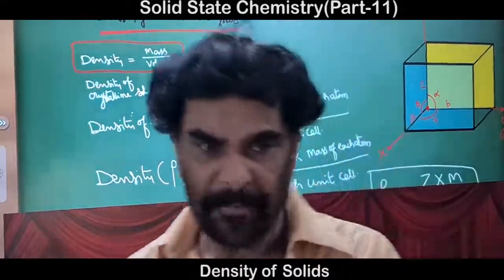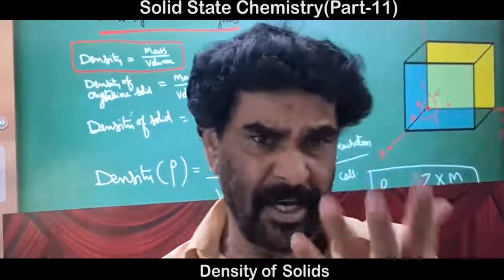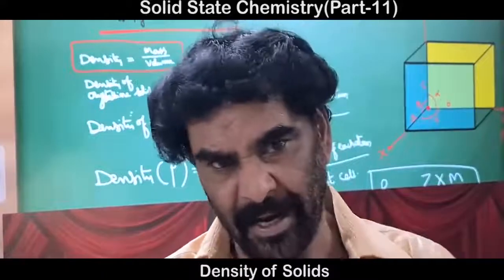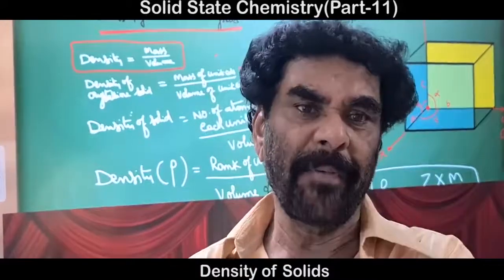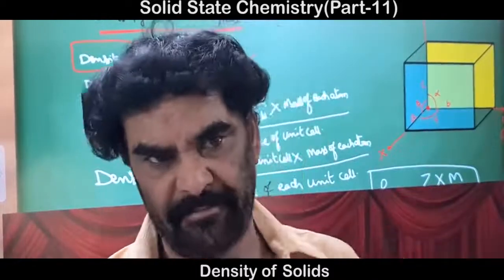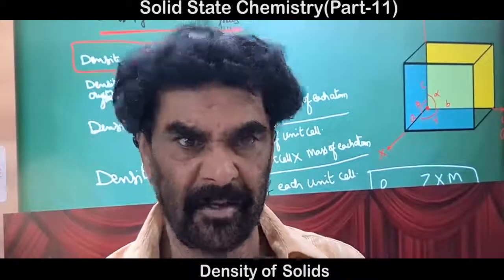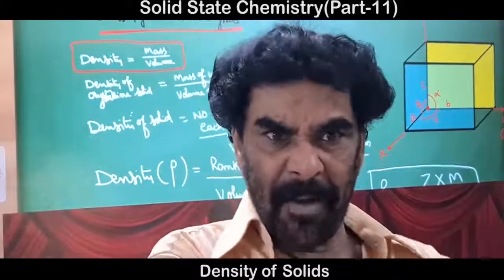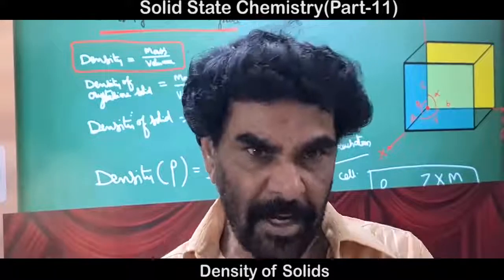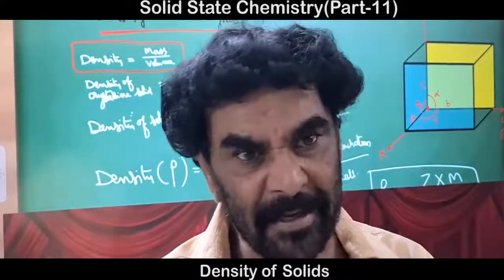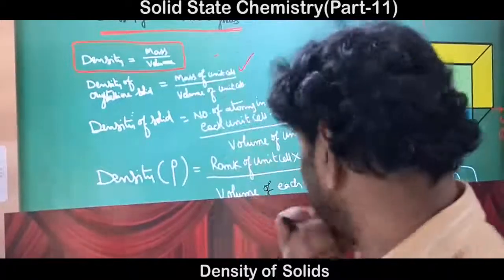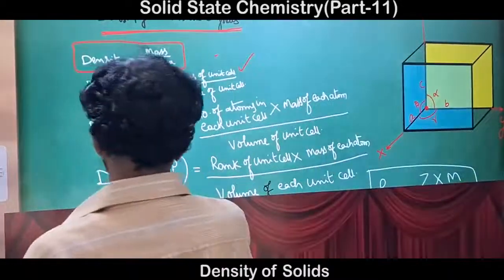It may have the simple cubic structure, or it may be the body centered cubic unit cell, or the face centered cubic unit cell, or it may be the hexagonal unit cell. Anything, so its mass divided by its corresponding volume. The volume of the unit cell is evaluated from their cell parameters. Now here, this is the density of the solid.